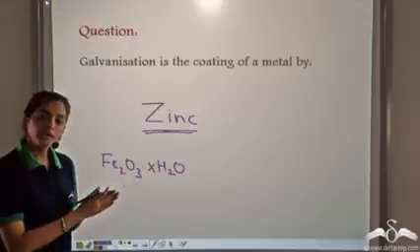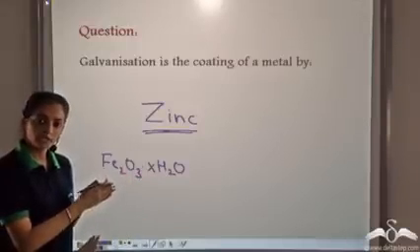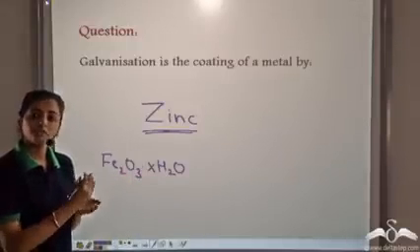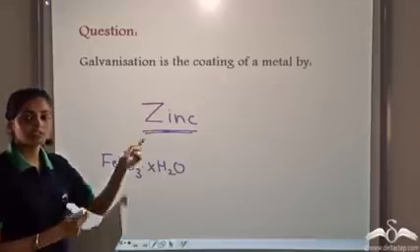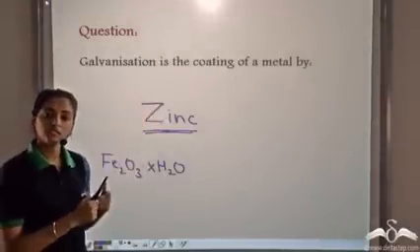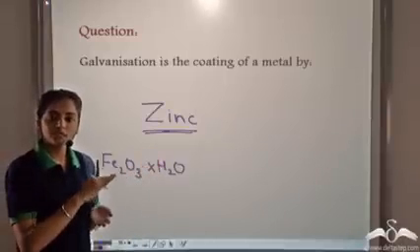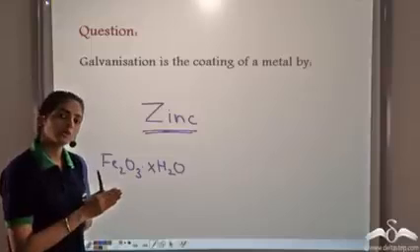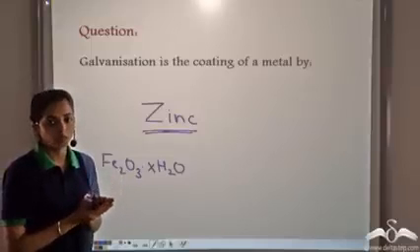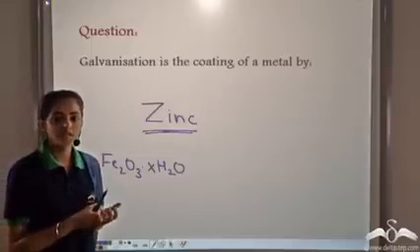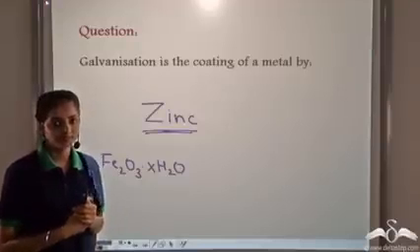So in order to prevent rusting or corrosion from taking place, we use different methods. One of the methods is galvanization. In this, we coat the iron articles with zinc. Zinc prevents the surface of iron articles from coming in contact with oxygen and moisture, and so we can prevent rusting or corrosion from taking place.